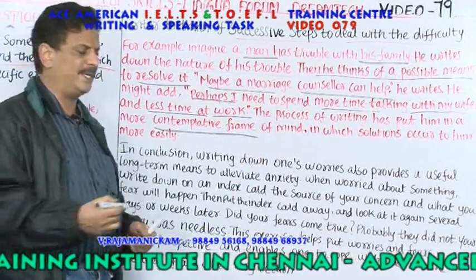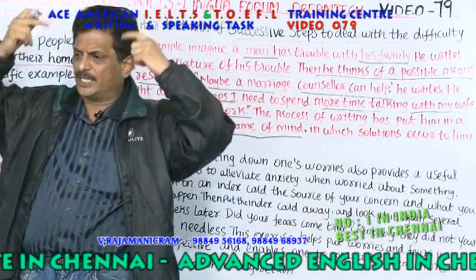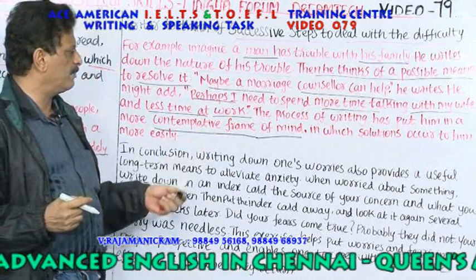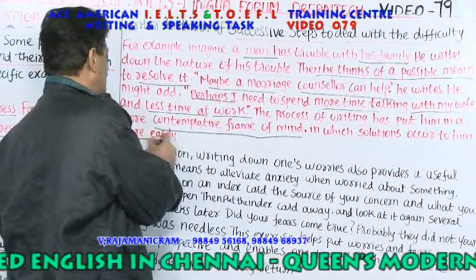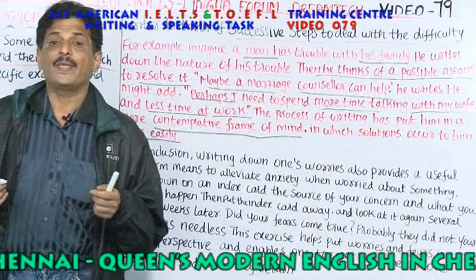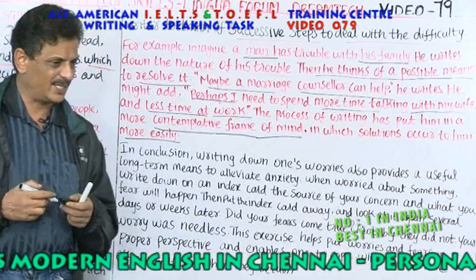What do you mean by contemplative? Thinking about that matter. So contemplative means thinking of the mind, in which solutions occur to him more easily. So as you write all the problems in a paper, then the solution comes one by one. So that's what the writer says.